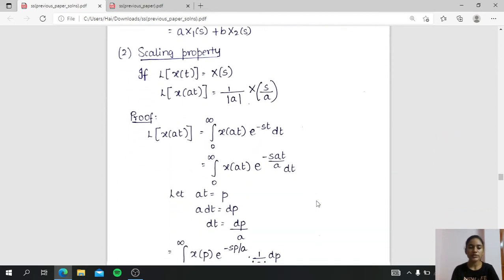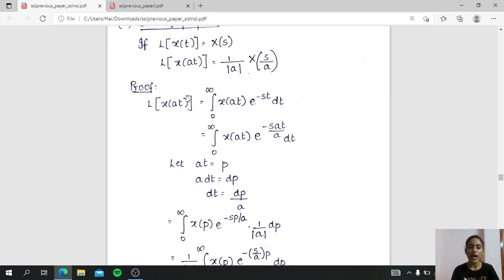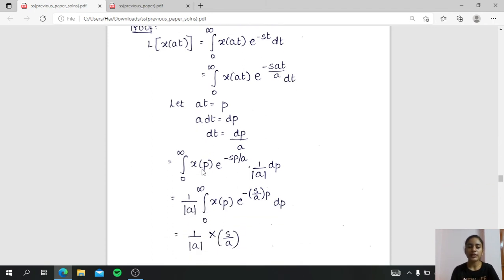The next property is the scaling property. If the Laplace transform of x of t is equal to x of s, then the Laplace transform of x of at is equal to 1 by mod a x of s by a. So consider the LHS and apply the Laplace transform formula. In the second step, multiply and divide it by a. Now let us suppose that at is equal to p.